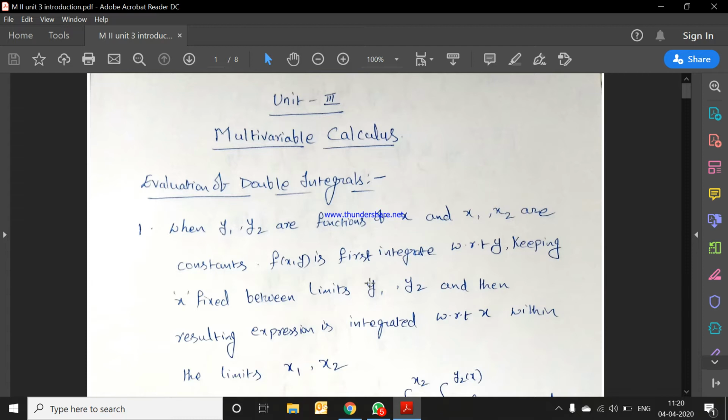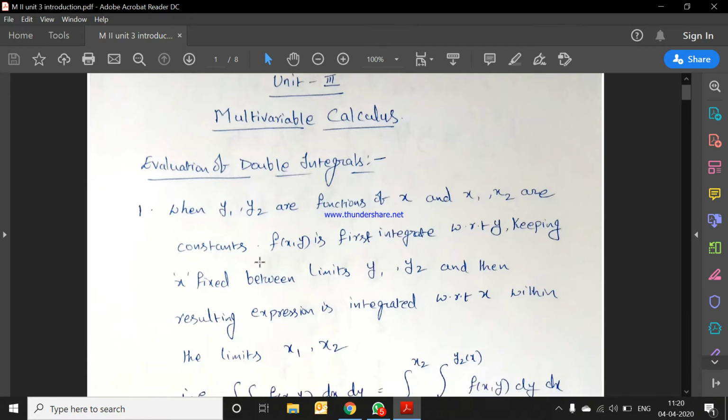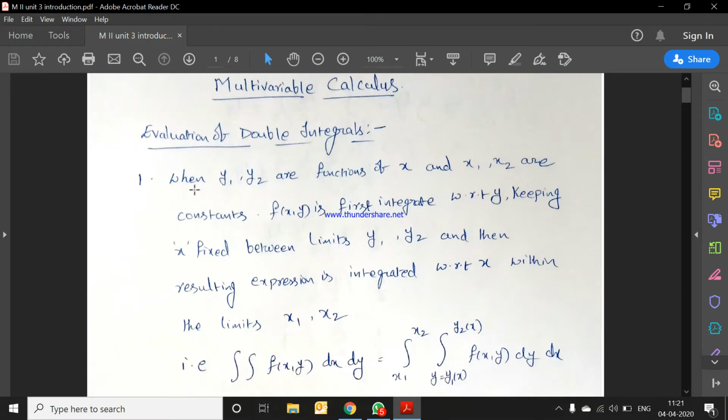So, in the third unit, multivariable calculus, the first topic is evaluation of double integral. The first method to solve evaluation of double integral is when y1, y2 are functions of x and x1, x2 are constants. F of x comma y is first integrated with respect to y, keeping x fixed, between the limits y1 and y2. And then the resulting expression is integrated with respect to x within the limits x1 and x2.